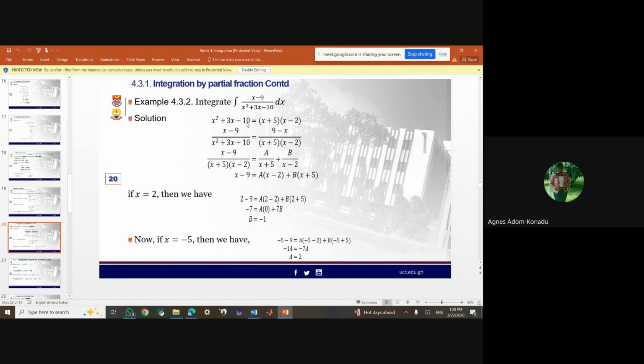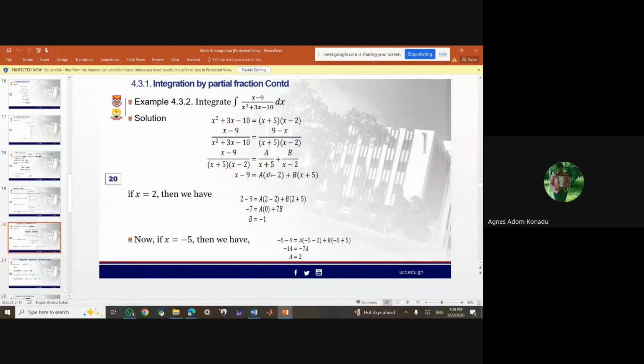So you can use any of the methods, whether factorization, completing the square, or the quadratic formula. And when you use any of them, the factors will be x plus 5, x minus 2. They are distinct factors. So when you decompose, you're going to get A over x plus 5 plus B over x minus 2. So the next thing is to find my A and B. So this will be x minus 9 equal to A into x minus 2 plus B into x plus 5.